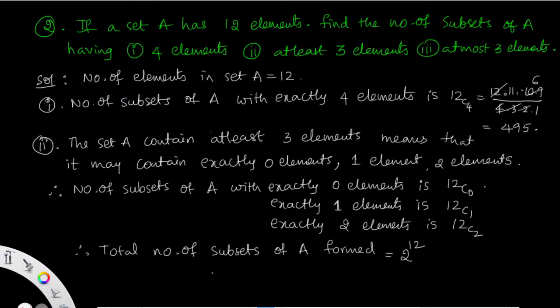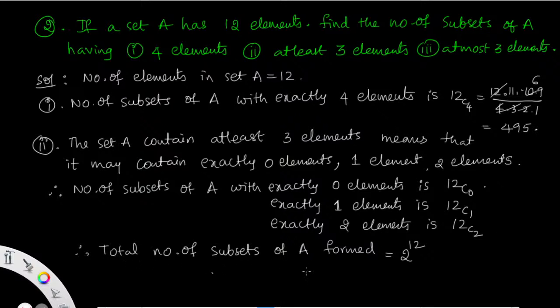Then you also get the sets containing at least 3 elements. That is, a set A containing at least 3 elements means it may contain exactly 0 elements or 1 element or 2, so I have to take the total minus these values. So the number of subsets of A with exactly 0 elements is 12C0 selections, 12C1 for taking exactly 1 element, and exactly 2 elements means 12C2.